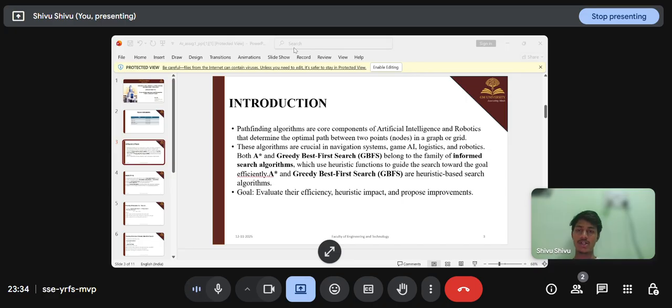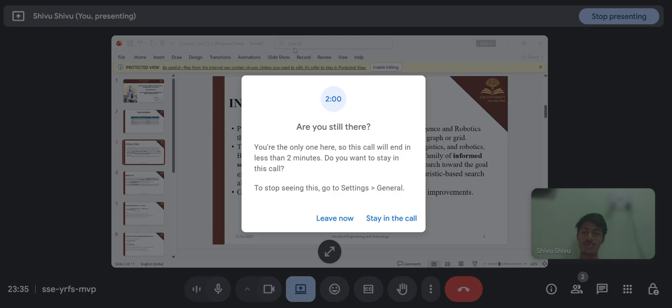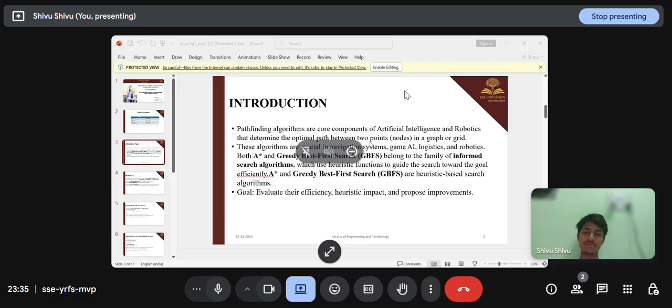So coming to the introduction part, the first point: pathfinding algorithms are core components of artificial intelligence and robotics that determine the optimal path between two points that are nodes in a graph or grid. So this means these algorithms help find the best route from one place to another on a map or grid. So pathfinding algorithms are used in AI and robotics to find the best route from one point to another point.